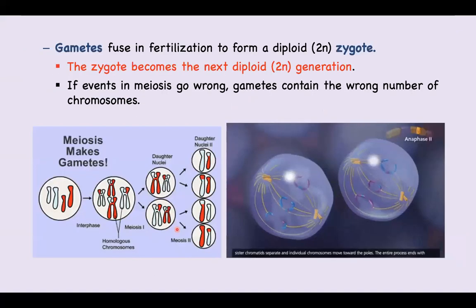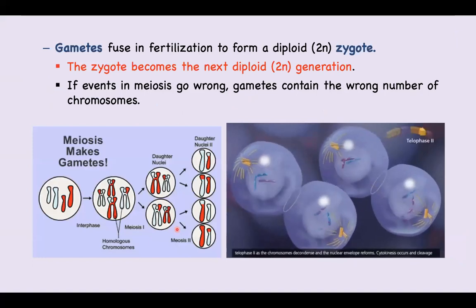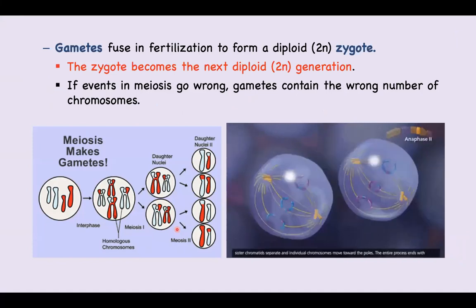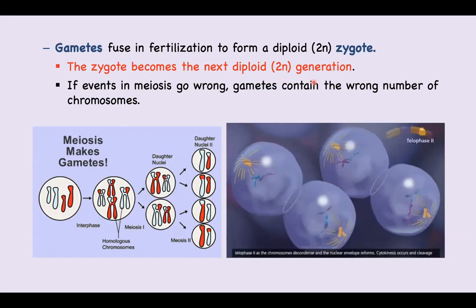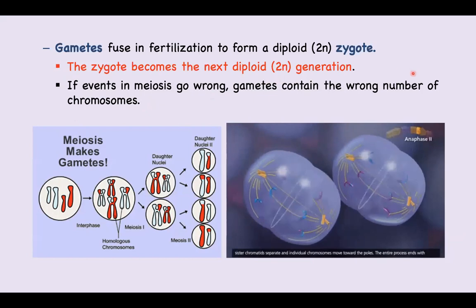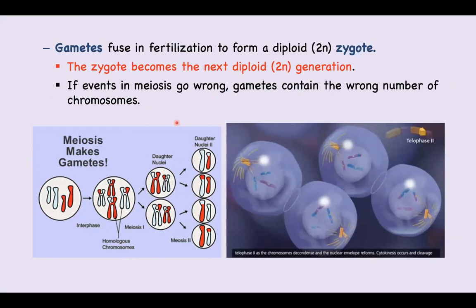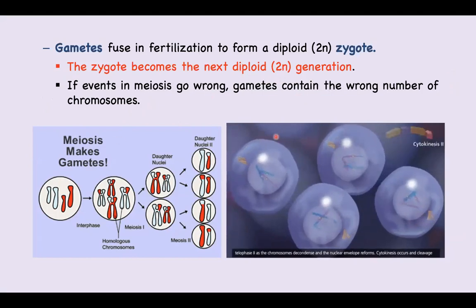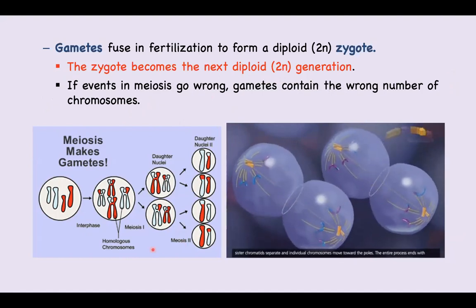Okay. So gametes fuse in fertilization to form a diploid zygote. Okay, haploid and haploid, dua jadi diploid. N jadi 2N. So the zygote becomes the next diploid generation. So if events in meiosis go wrong, gametes contain the wrong number of chromosomes. Okay, yang ni yang akan jadi banyak lagi penyakit. Contohnya macam Down syndrome, Turner syndrome, Klinefelter. Okay. So if you see the GIF here, this is meiosis. Okay, tak apa, we'll go into detail nanti.